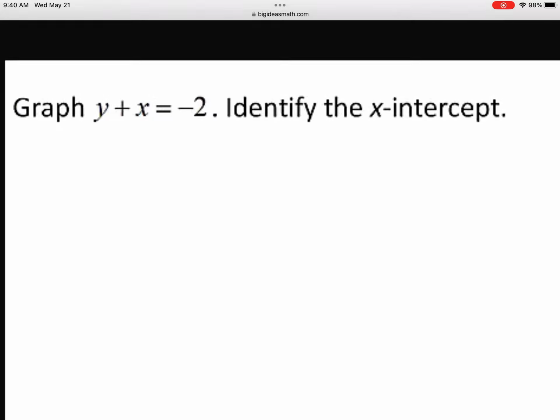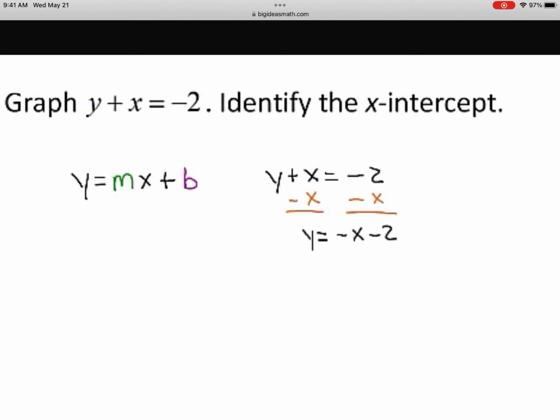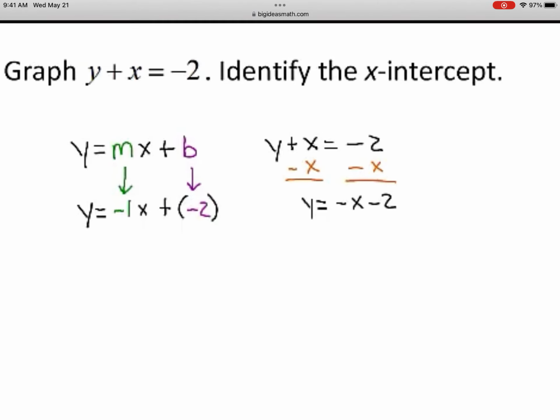Graph y plus x equals negative 2. Identify the x-intercept. First you want to rewrite the equation in slope-intercept form. To do this, subtract x from each side of the equation, which gives you y equals negative x minus 2. The equation is now in slope-intercept form, so m equals negative 1 and b equals negative 2.